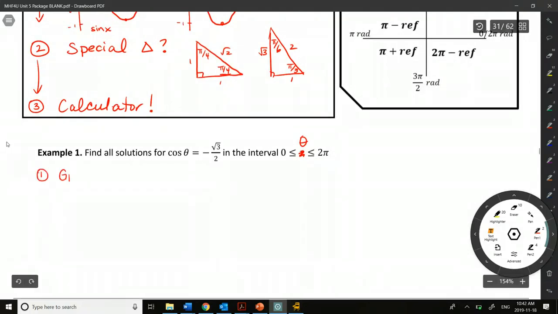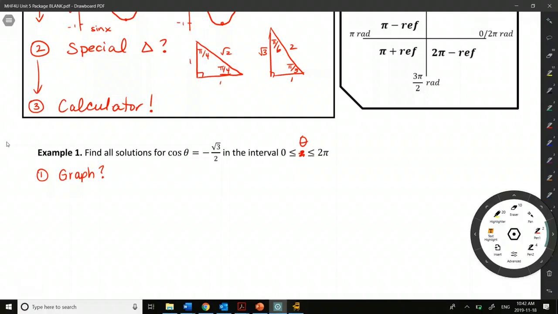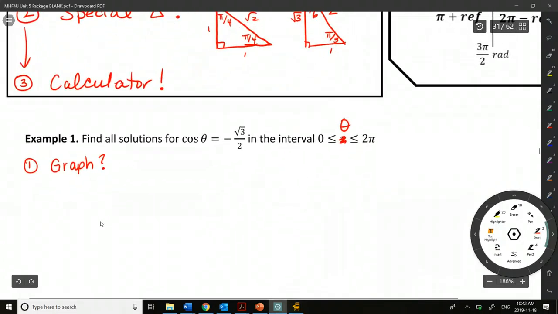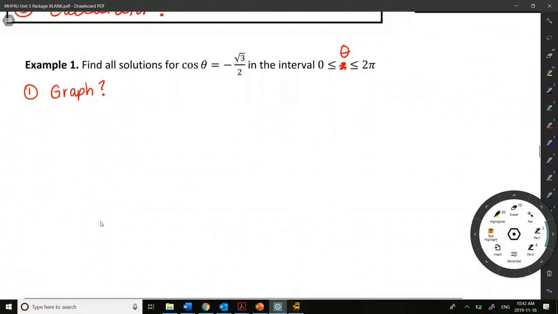One is, can I use a graph to solve this? Is cos theta equal to 1, 0, or negative 1 here at all? Not a trick question. Look at this number. Is it 1, 0, or negative 1? Then we can't use a graph.